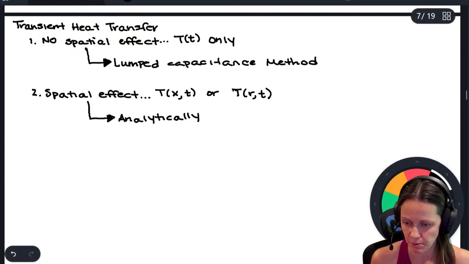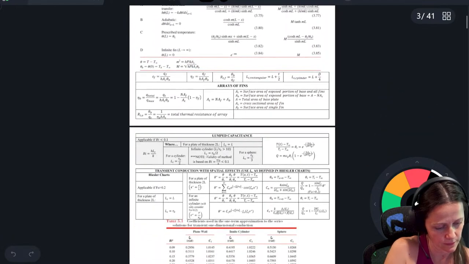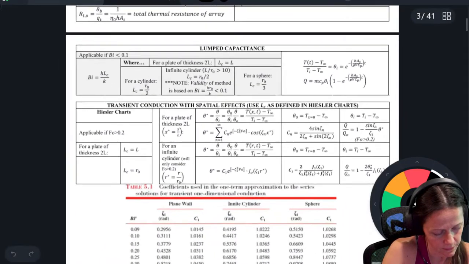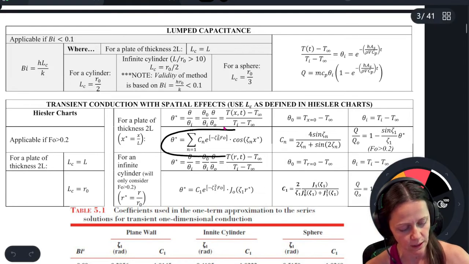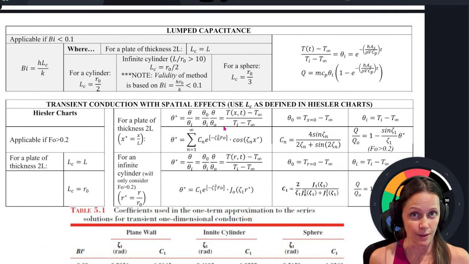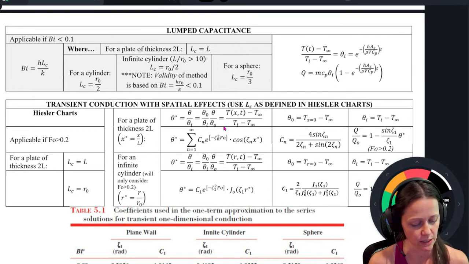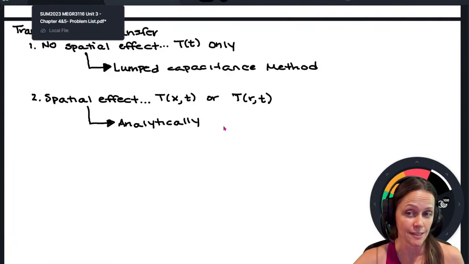I'll pull up our equation sheet here. It's on the second page. If we consider spatial effects, you'll have these kind of ugly solutions that somebody has already solved by applying an energy balance, the heat diffusion equation, boundary conditions, and an initial condition, then integrating to get a final solution for the temperature distribution. It looks ugly, but it's not really that bad. We can plug things into that equation.